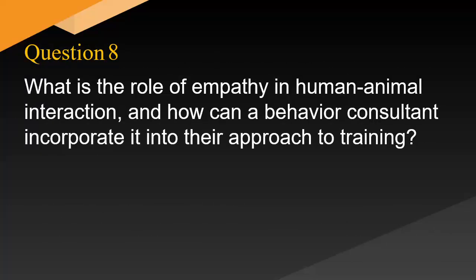What is the role of empathy in human-animal interaction, and how can a behavior consultant incorporate it into their approach to training?